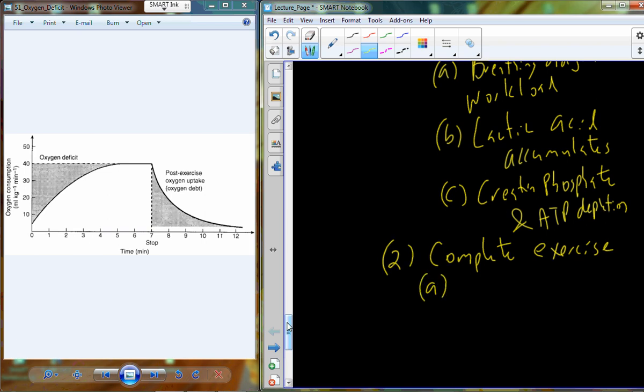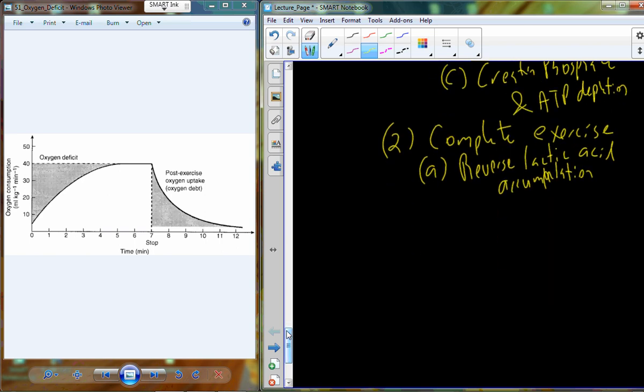So basically, at the completion of exercise, we have to go through and reverse that lactic acid accumulation. So we want to undo our lactic acid. We want to replenish creatine phosphate and ATP, so the next time we have to exercise, we have an adequate supply and storage of both of those molecules.